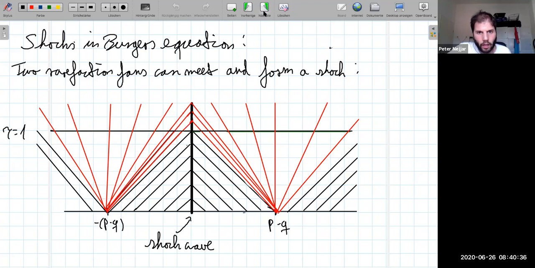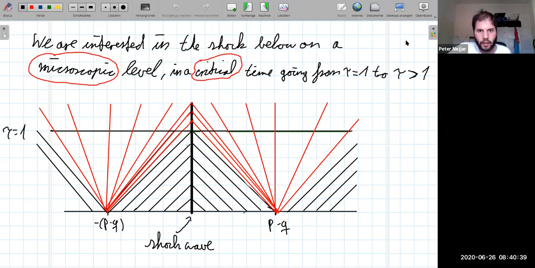Now, what we will be interested in is we want to understand what is happening at this shock on a microscopic level. So we want to know what particles do at this shock. And we will actually put ourselves in a critical time regime where we precisely transit from the time point tau equals 1 to the regime where tau is strictly bigger than 1. Okay, so we will transit from the regime where the two fans do not interact to the regime where they do interact with each other. Okay.